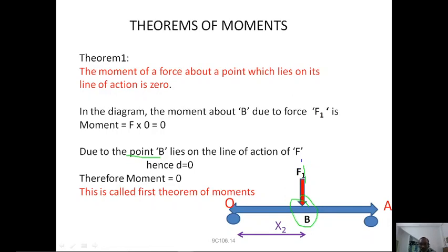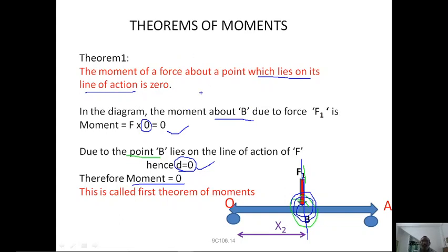The force F1 is passing through the point B. Hence, there is no perpendicular distance at the point B due to the force F1. The perpendicular distance is 0. Hence, the moment due to the force F1 at point B is 0, because the distance is 0. This happens because the point under consideration lies on the line of action. So this is what theorem 1 says.